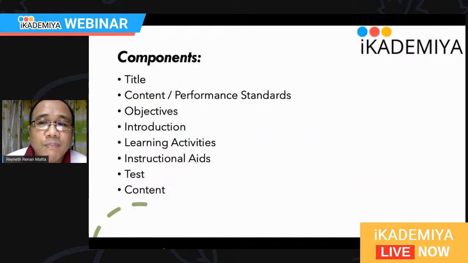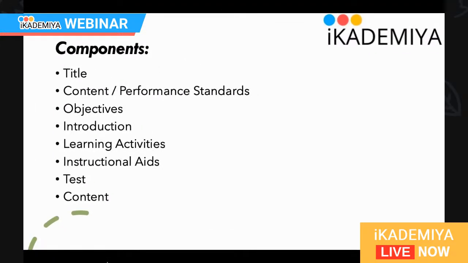Now, what are the different components? According to research, these are some of the prominent components of a standalone module or a self-learning module. We have the title, the content, and the performance standards, which are aligned with the recent curriculum. As I've mentioned, the curriculum we are supposed to adapt is the most essential learning competency, or the MELC. We also have the objectives, because we want to find out what we want for our students.